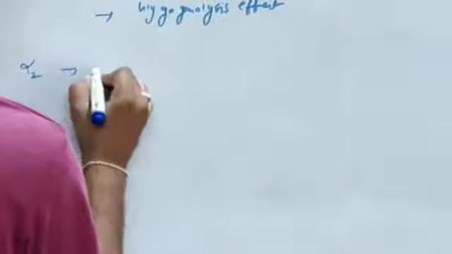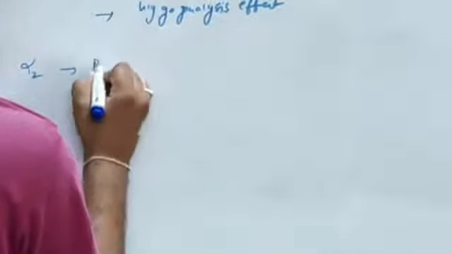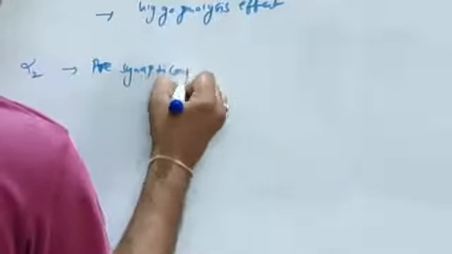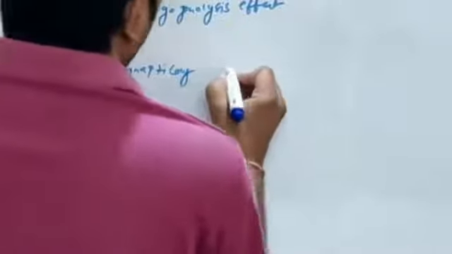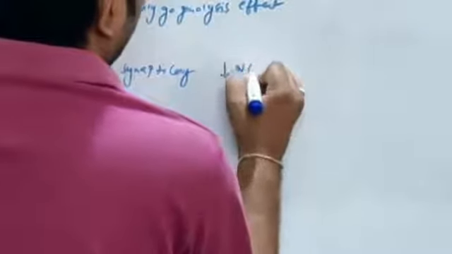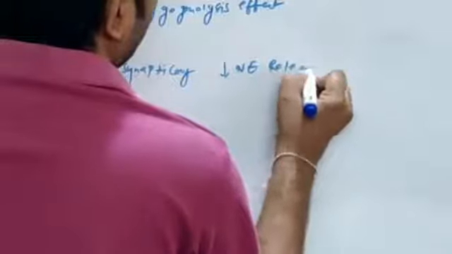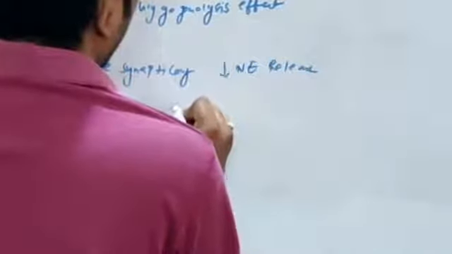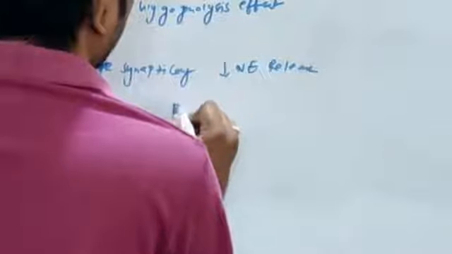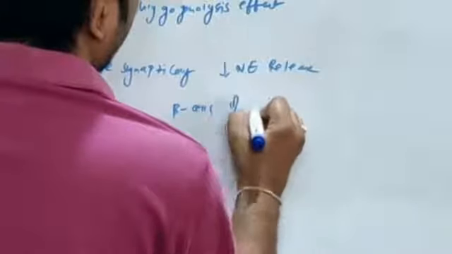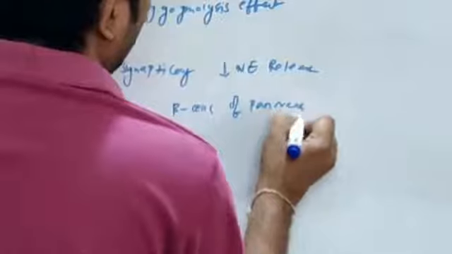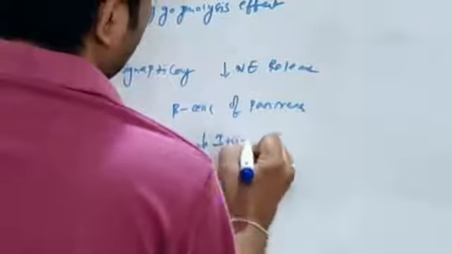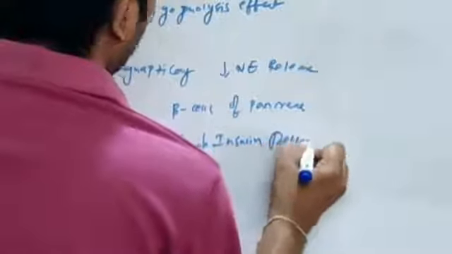The alpha 2 receptors are mainly present presynaptically. Mainly inhibition of noradrenaline release. They are present in the beta cells of the pancreas: decrease in insulin release. Beta 1 receptors are mainly present in the heart and kidneys.